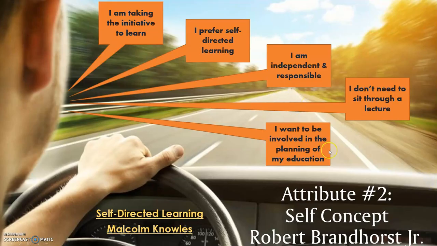My second map highlights attribute number 2, which states that adults have a self-concept of who they are and desire self-directed learning. My map illustrates a driver who is controlling his road through life. He is independent, responsible, and is taking the initiative to learn on his terms. As a teacher, I would design lessons that allow adults to feel like they are a part of the lesson through discussion, which is one of the ways students feel involved.